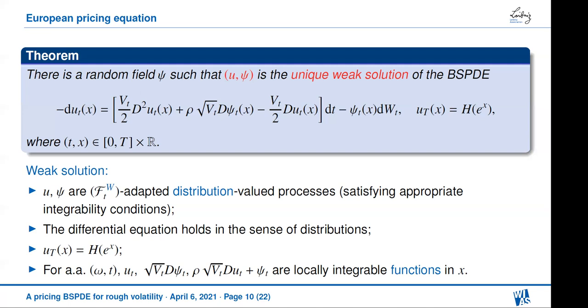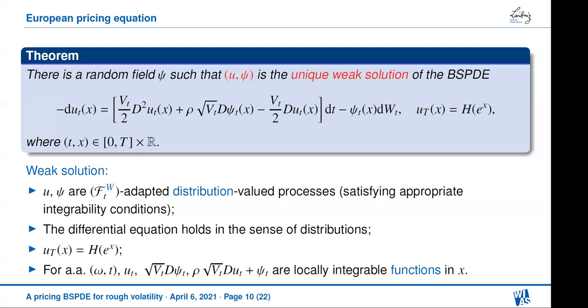So again, this is the normal PDE sense, right? So this means you multiply both sides of the equation with a test function in X, you integrate against X, then you do integration by parts until all your space derivatives are only on the test function. That's what this means. So the standard thing. Then we have the terminal condition that's also pretty standard.